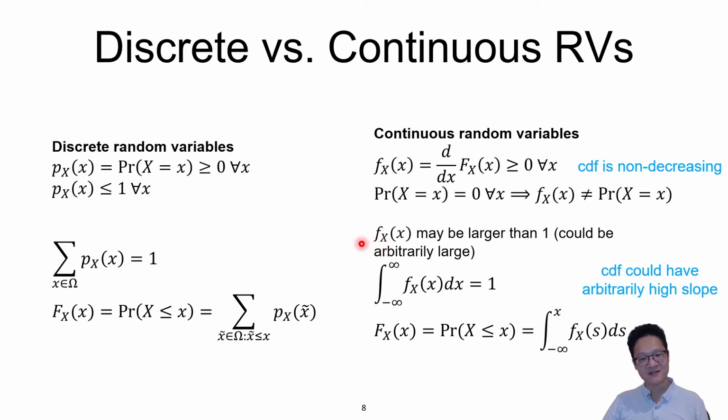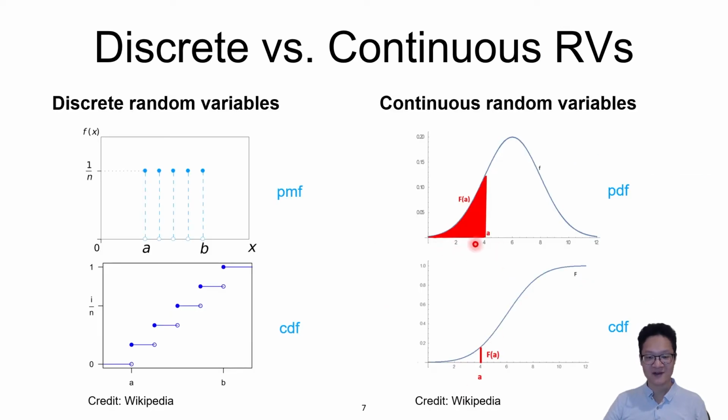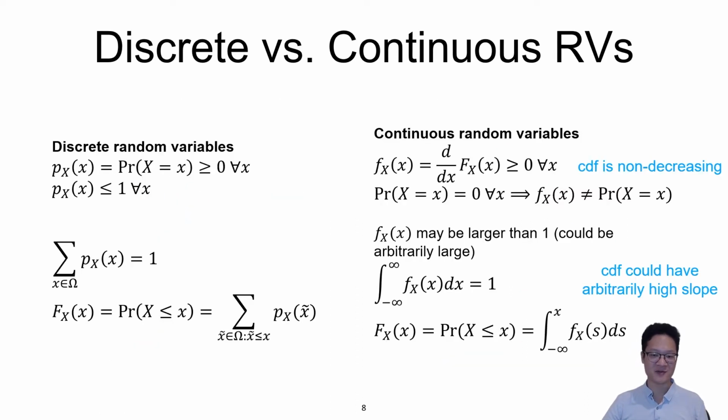Another difference is that the PDF may be larger than 1. It could actually be arbitrarily large, but the integral, so the entire area under the PDF, must be equal to 1. So potentially you could have a PDF which has a very high peak, but is very narrow, so that the area underneath the curve is still 1. That means because the PDF could be arbitrarily large, the CDF could then have arbitrarily high slope, because it's the integral.